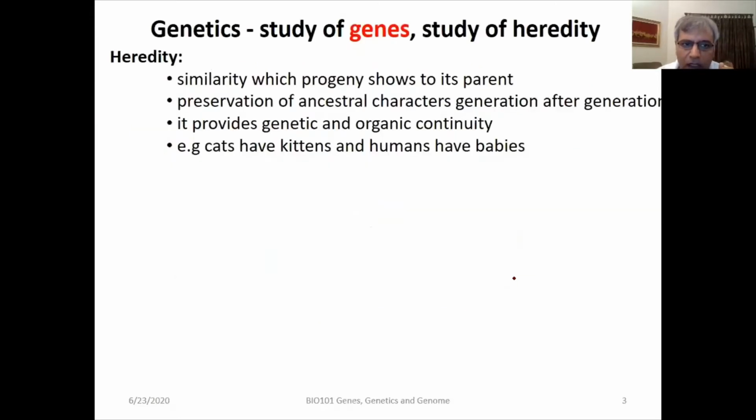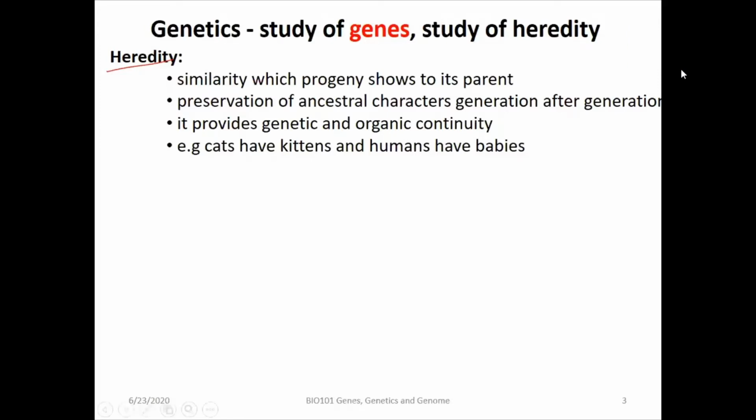In genetics, there are two fundamental concepts which we study. One is, of course, heredity. Heredity is the concept which defines why cats always have kittens, humans always have babies, dogs always have pups, or frogs always have tadpoles. This is the concept of continuity of life within a species: your future generation always looks like yourself. That concept is called heredity.